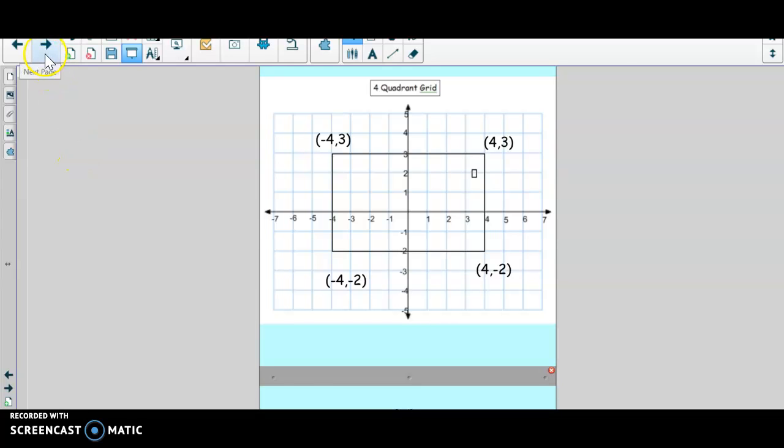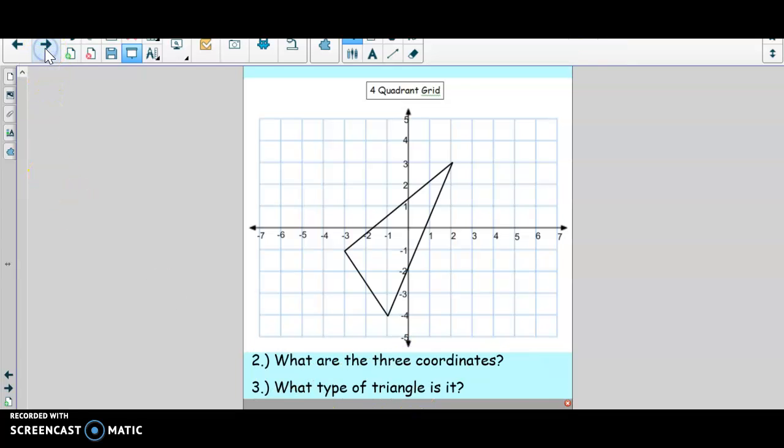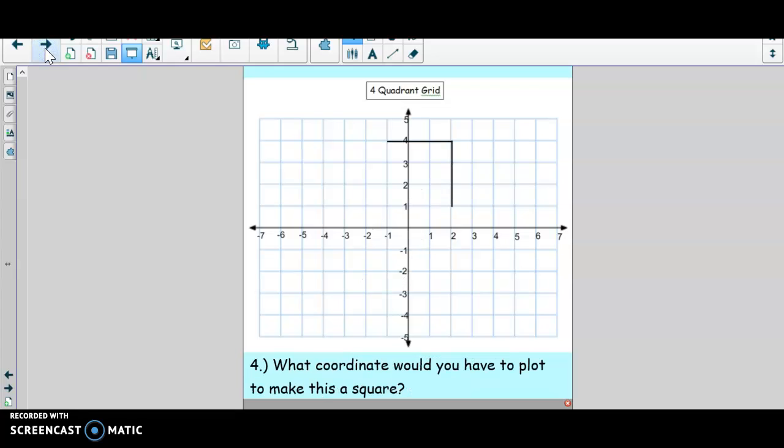So I've got some questions for you, and I want you to complete these for me. Oh, I skipped a page. Number 1, what are the 4 coordinates of the rectangle? Number 2, what are the 3 coordinates of this triangle? And number 3, what type of triangle is it? Number 4, what coordinate would you have to plot to make this a square if you wanted to add 2 more lines?